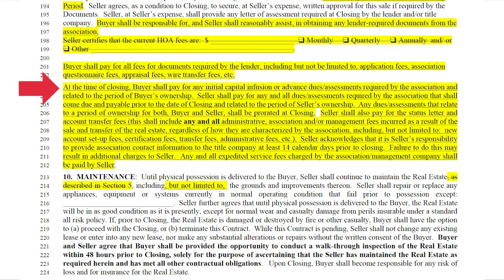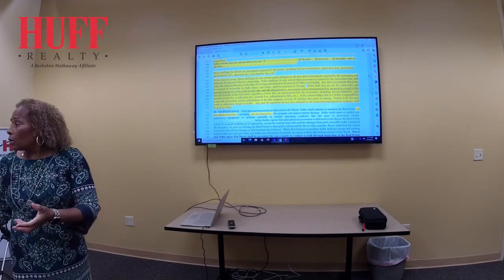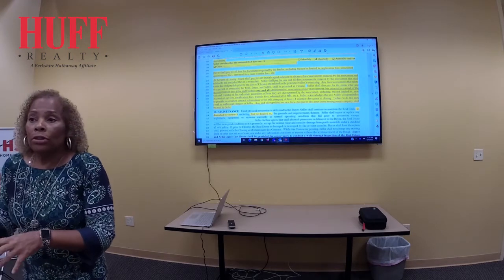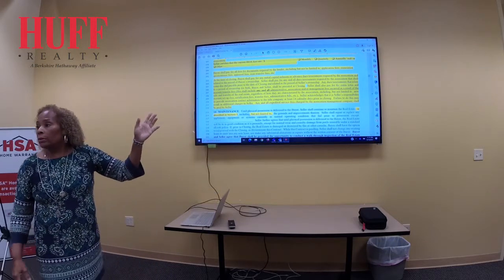But it's just making it clear that that is a cost to the buyer. This next paragraph, I've seen this worked out where it's been problematic as to who's supposed to do what and pay. But it says, at the time of closing, buyer shall pay for any initial capital infusion or advance dues assessments required by the association. So I've seen a situation where in the bylaws or the articles, anytime the property's transferred, the new buyer has to pay a certain number of months up front. So that's kind of what this is referring to, right?